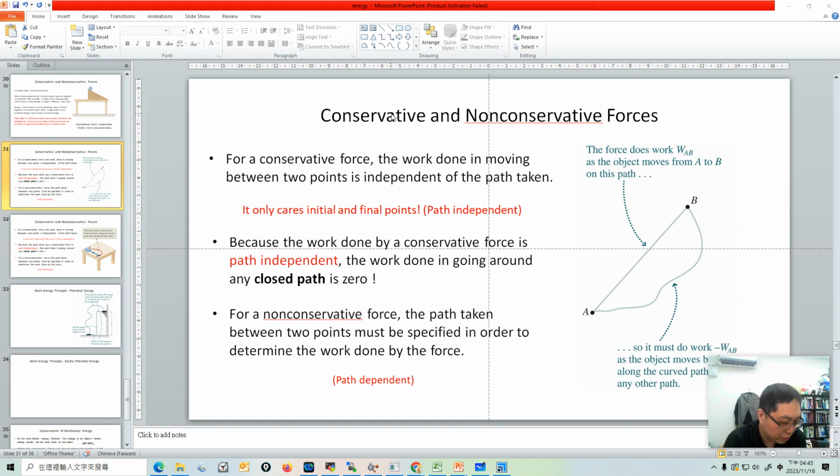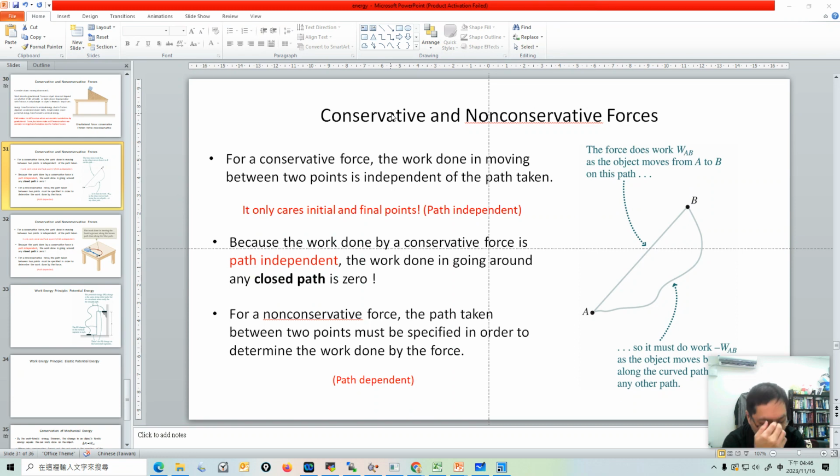Conservative force is very hard to explain, so let's see what most textbooks say. For a conservative force, the work done in moving between two points is independent of the path taken. Simply speaking, the work done by a conservative force is path independent. Another description is that the work done in going around any closed path is zero. So that's the description of a conservative force.